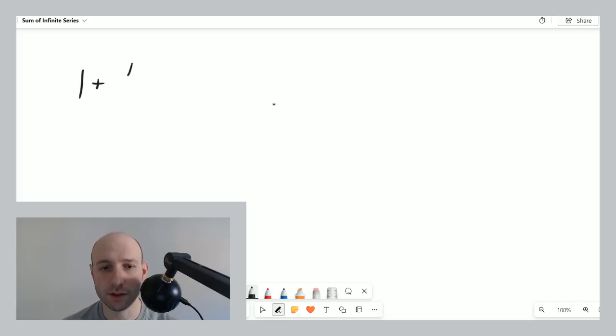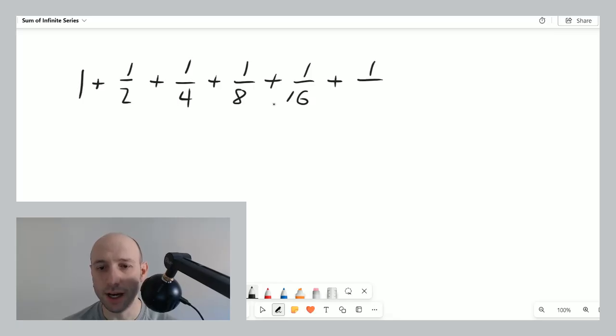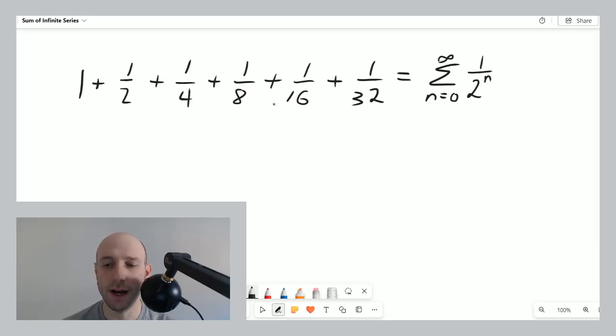1 plus 1/2, plus 1/4, plus 1/8, plus 1/16. So you get the pattern. We're always adding what is half of the previous number. We can write this in summation notation as the sum from n equals 0 to infinity of 1 over 2 to the power of n. Right? So the next number is always half of the previous number starting from 1.